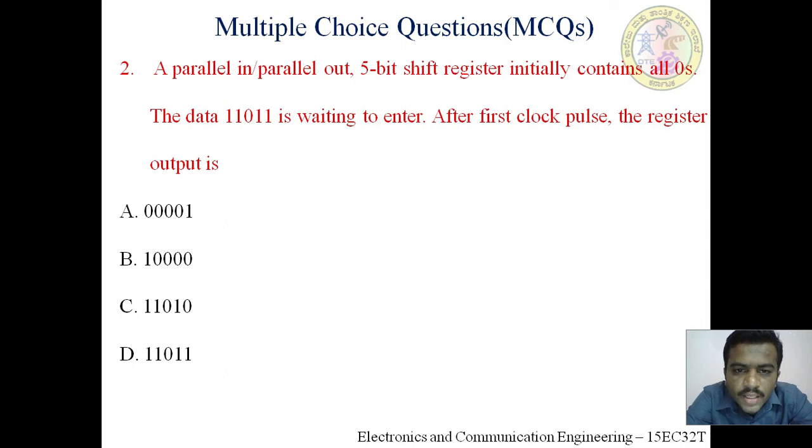In parallel out shift register, we know that data is loaded into the shift register in parallel form, and after the application of a single clock pulse, the data which is loaded into the shift register in parallel form will appear at the output of the individual flip-flops. After the first clock pulse, the 5-bit value 11011 will appear at the output of the individual flip-flops. Hence, the output of the register in this case will be 11011. The answer for this question is D, 11011.